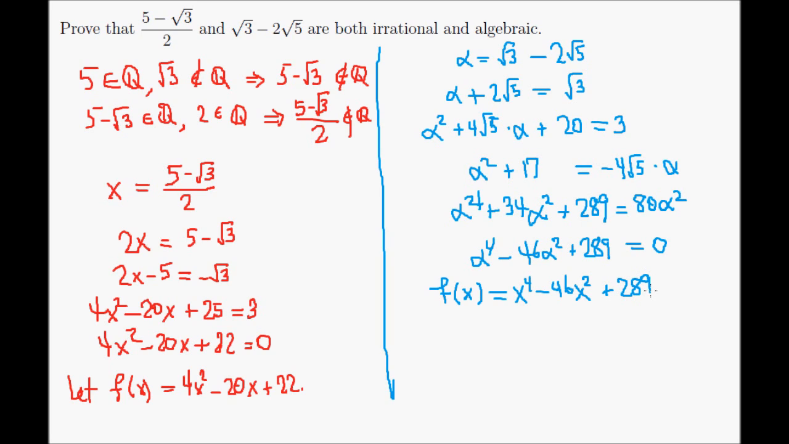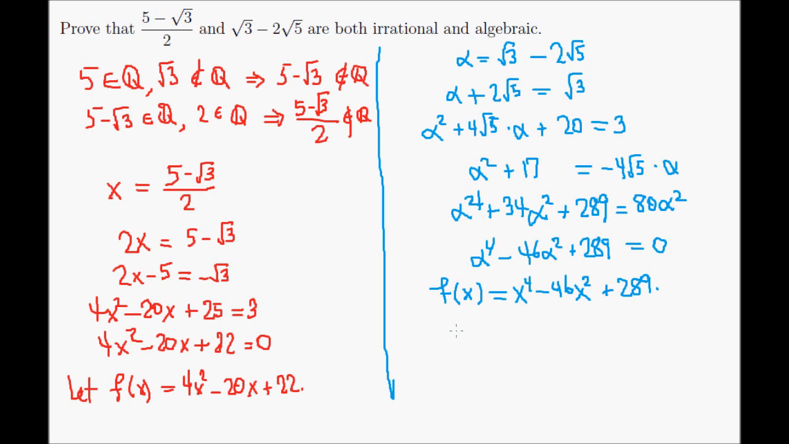So that proves that the number is algebraic because I now have a polynomial with integer coefficients, degree 4, so that when I plug in square root of 3 minus 2 square root of 5, I get 0. Now, how do I tell if it's irrational? Well, I can't just simply say square root of 3 minus 2 square root of 5 must be irrational, because an irrational number minus an irrational number might turn out to be rational.